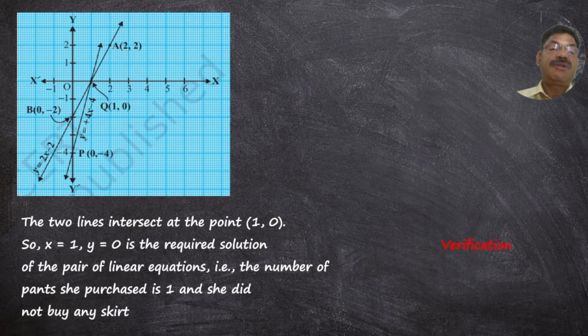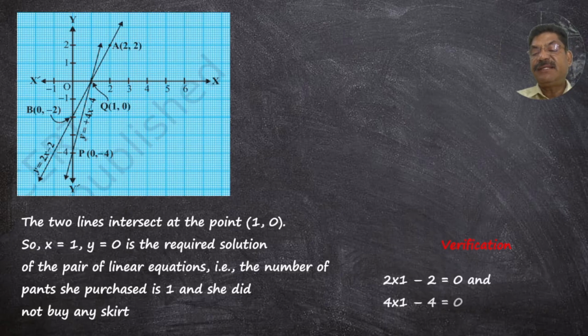That means what? The number of pants she purchased is 1 and the number of skirts she purchased is 0. Let us verify it. 2 into 1 minus 2 is equal to 0. 4 into 1 minus 4 is also equal to 0.